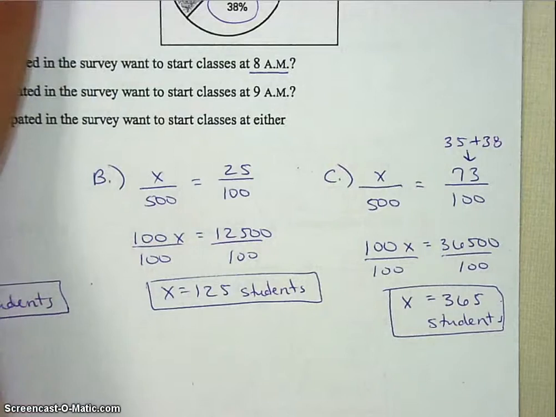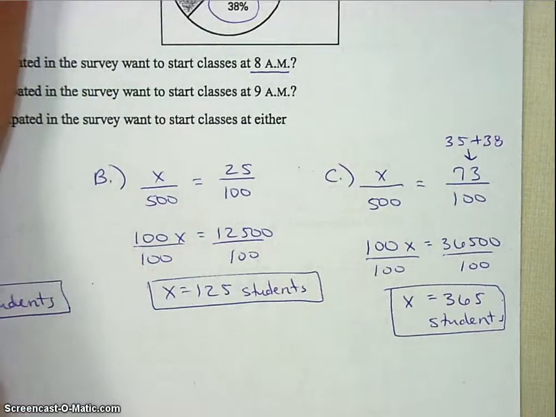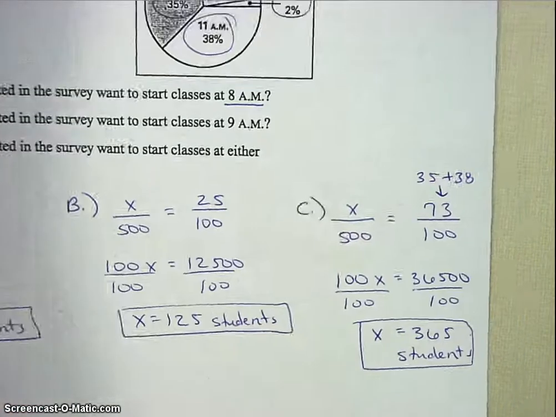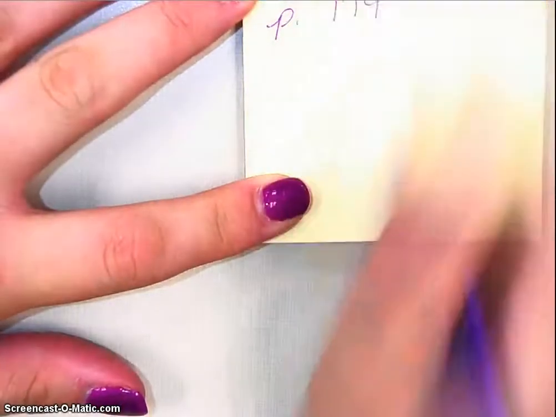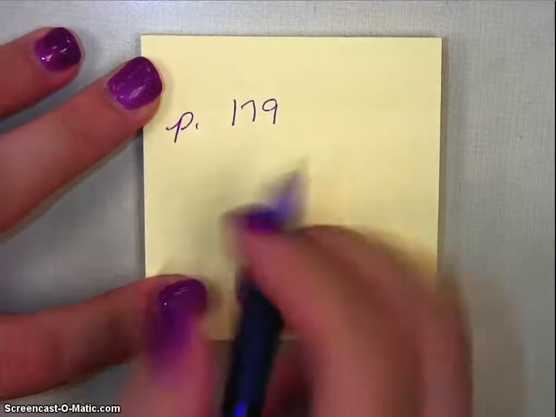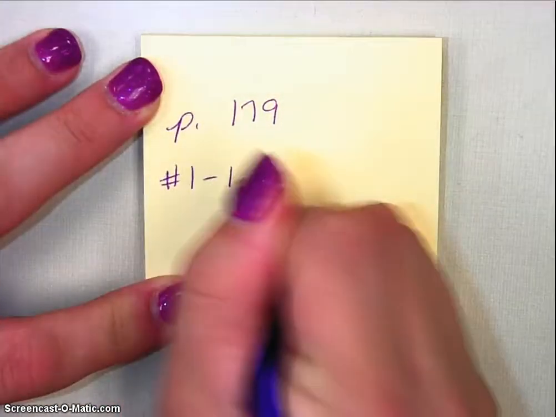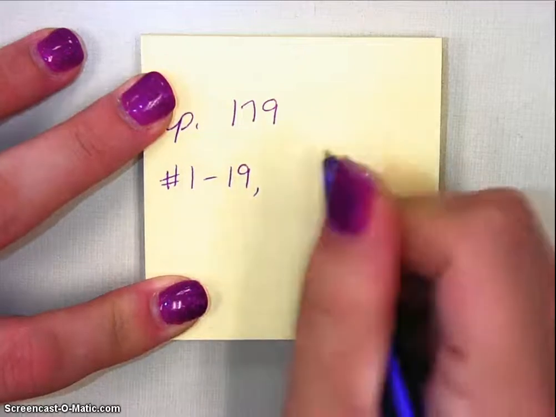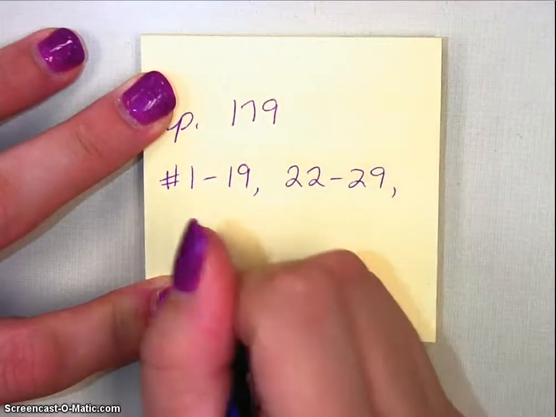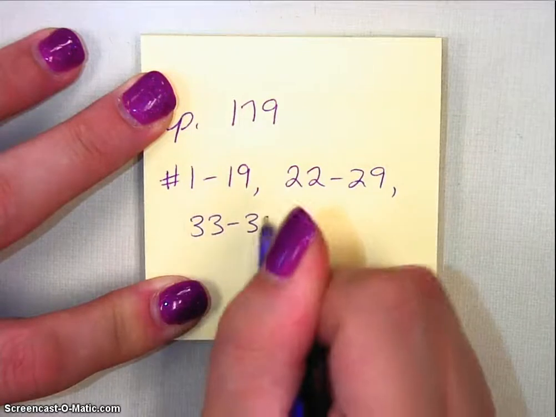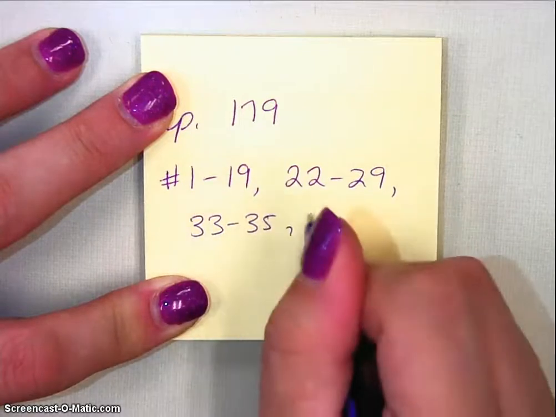So you're finished with notes. Go ahead and put this in your notes section in your notebook. And your homework will be in your textbook. You want to do page 179. Numbers 1 through 19, 22 through 29, 33 through 35, and 37.